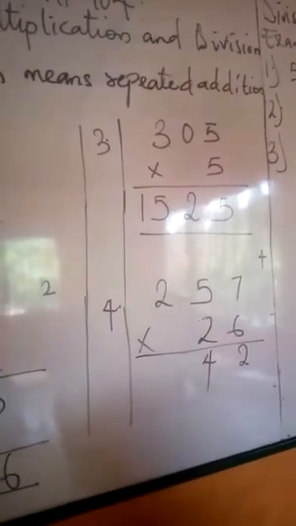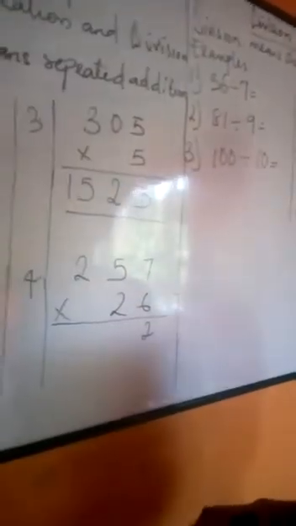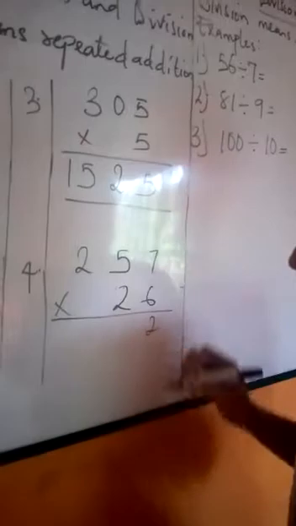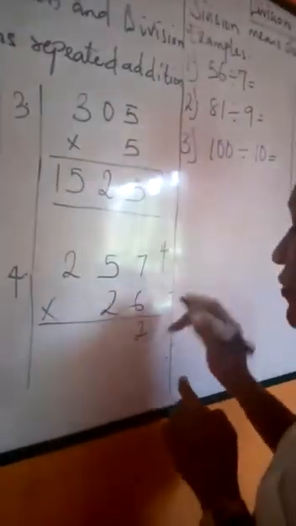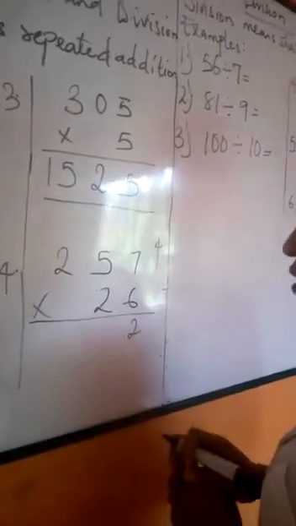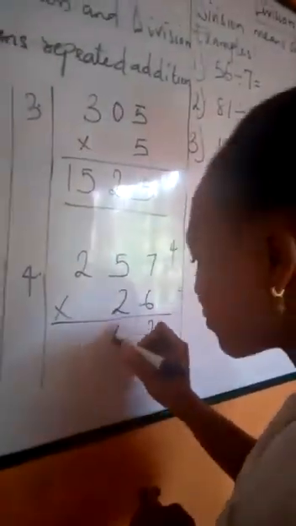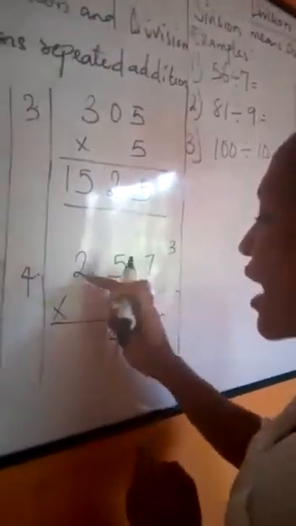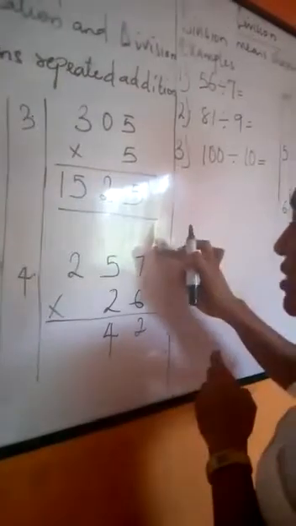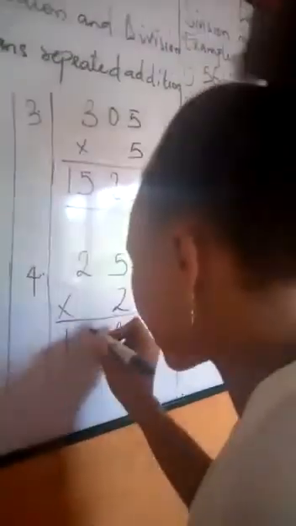6 times 7, 42. Write 2 and carry 4. 6 times 5, 30. 30 plus that 4, 34. Write 4 and carry 3. 6 times 2, 12. Plus that 3 you carried, 15.